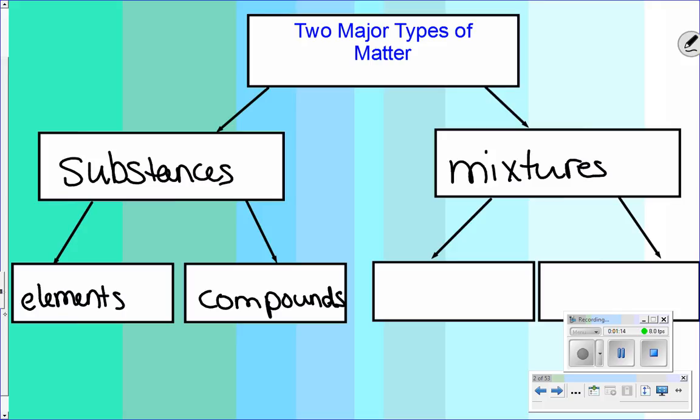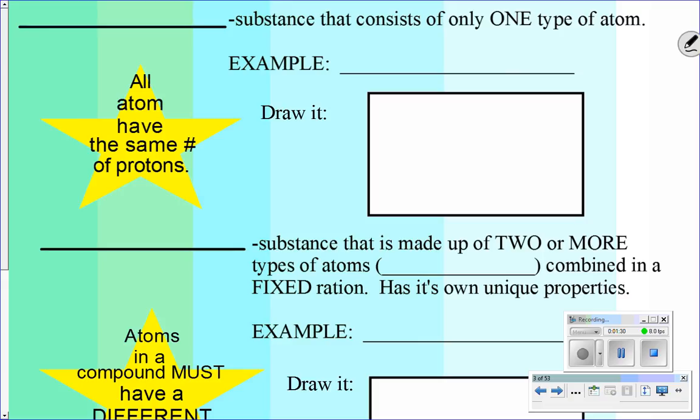Mixtures can be classified as either homogeneous or heterogeneous. So a substance that consists of only one type of atom is what we define as being simply an element. When we say one type of atom, we mean all of the atoms in that sample have to have the same number of protons. An example would be carbon.